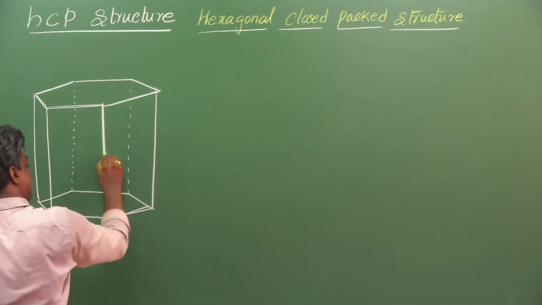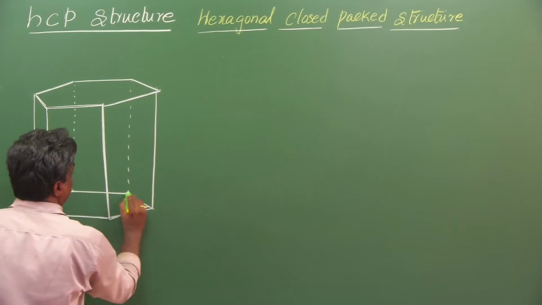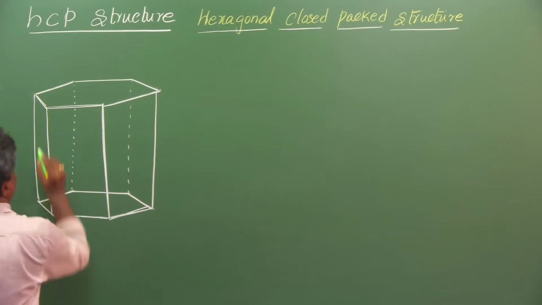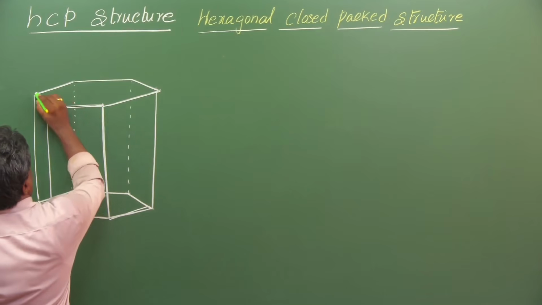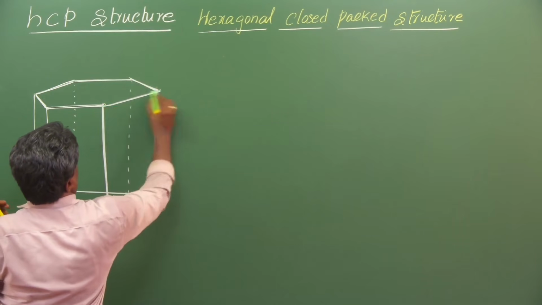Right. So this is the hexagonal closed packed HCP structure. Okay, that's it. One minute. I think you can draw better than me.